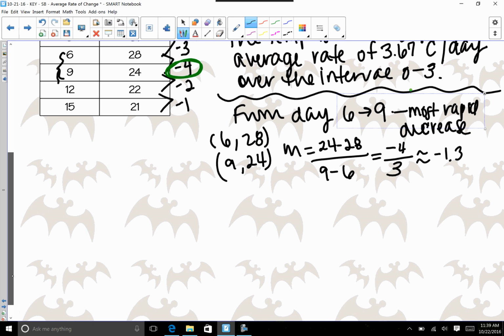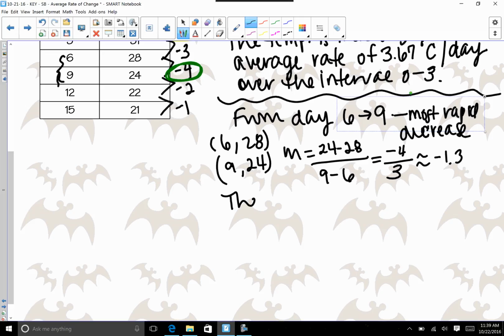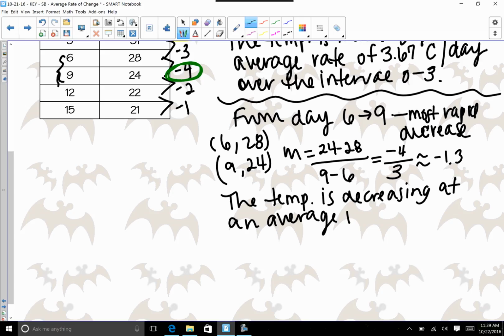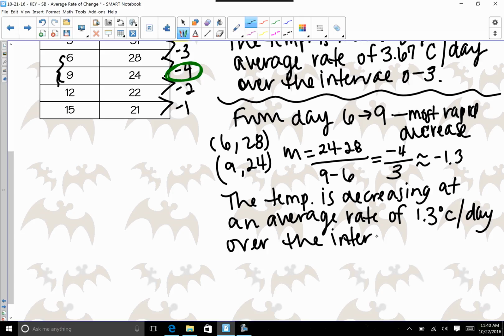We could say that the temperature of the water is decreasing at an average rate of 1.3 degrees Celsius per day over the interval 6 to 9, and I should probably add days in there, 6 to 9 days. Same thing up here with the 0 to 3. We should make that say over the interval of 0 to 3 days.